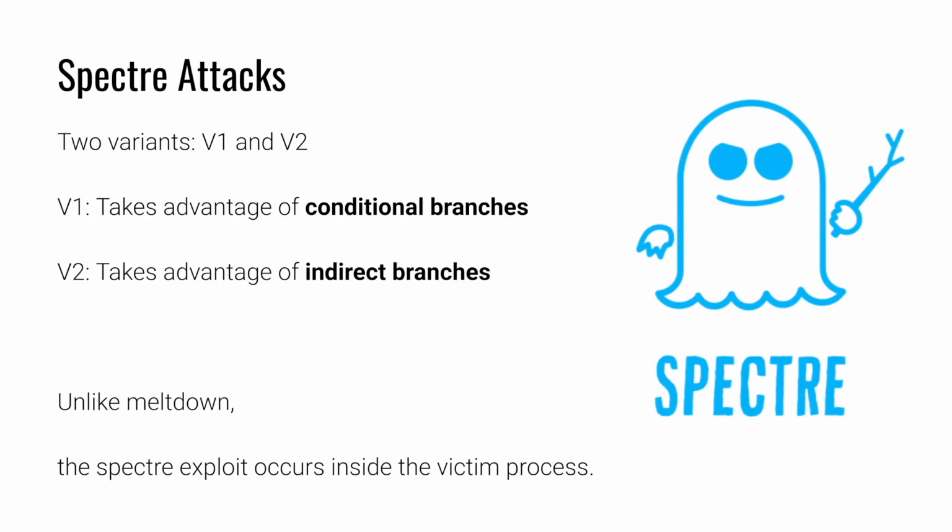Spectre attacks train the branch predictor to cause speculative execution to run instructions that may not have otherwise ever occurred. In this video, we're going to talk about the 2 initial variants of Spectre that were initially disclosed. The first variant takes advantage of conditional branches. The second variant takes advantage of indirect branches. Another important property that makes Spectre attacks different than Meltdown is that Spectre attacks occur inside of a victim process.